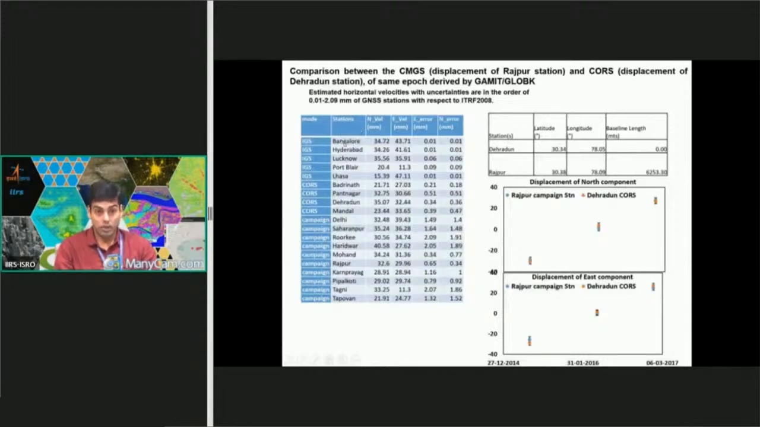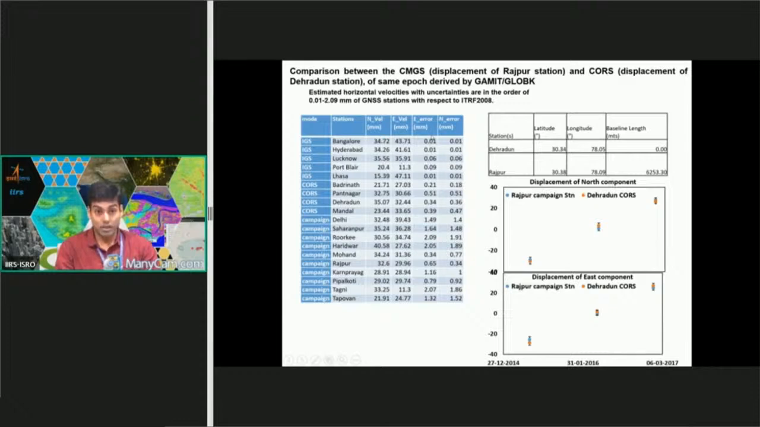Then you can see the velocity of different stations. Bangalore and Hyderabad are IGS stations, the International GNSS Service. There are 500 plus GNSS stations globally, and the data is free of cost, which you can use for your applications. In India, there are 3 IGS stations: one in Bangalore, another in Hyderabad, and one in Lucknow. And you can see the north component velocity and east component velocity.